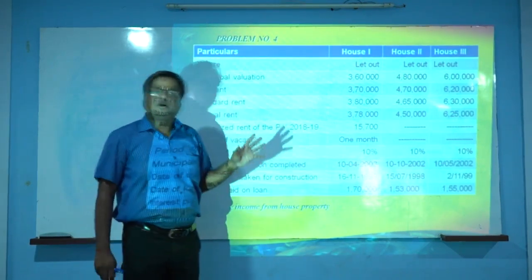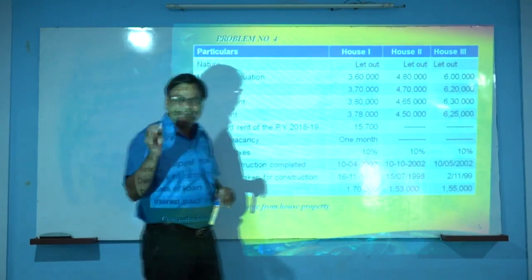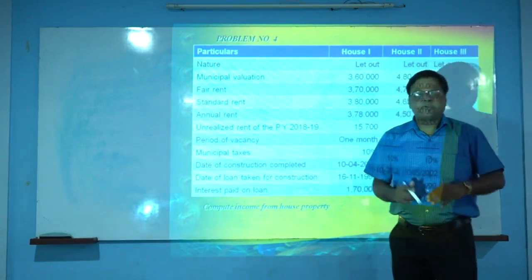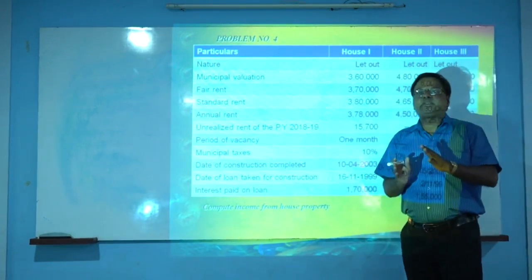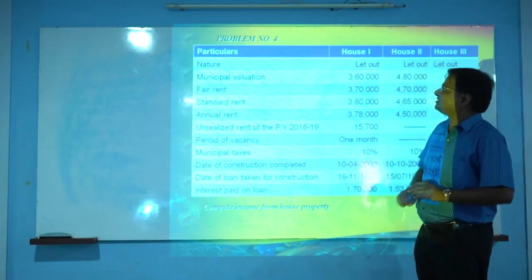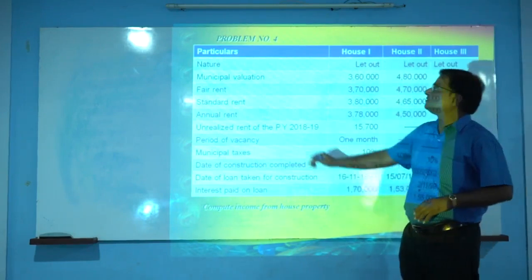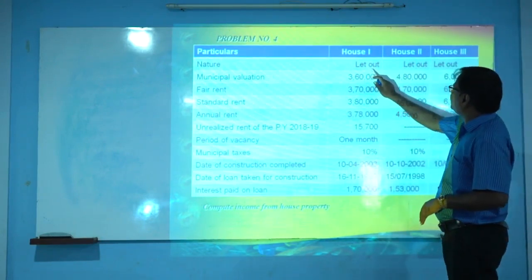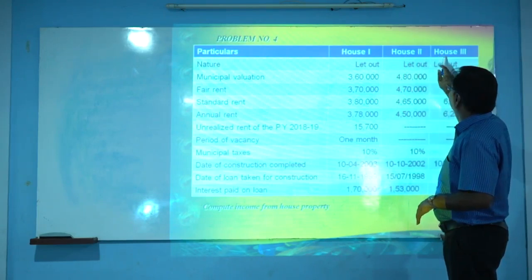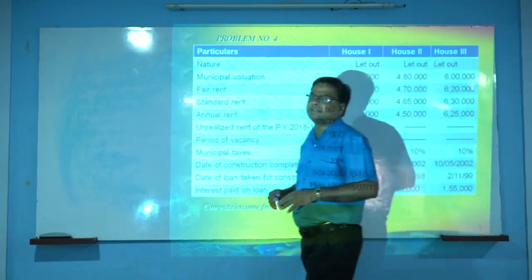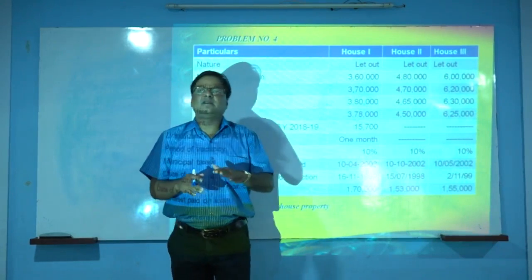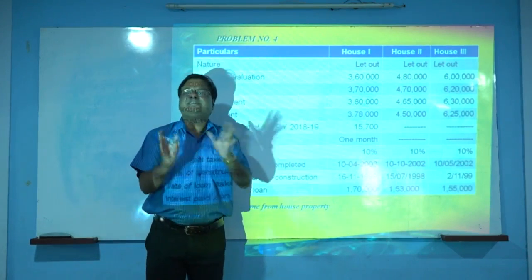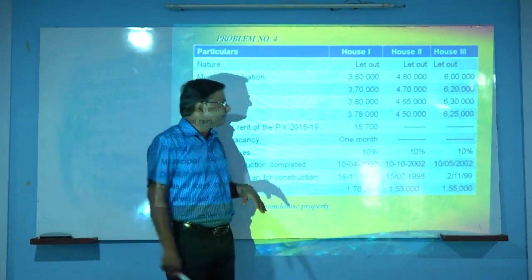Mr. X has 3 house properties. Firstly we have to check out the nature of house property, whether that property is SOP, whether it is LOP, or whether it is used for own profession. Here it is given that the first house property is let out, the second also let out and the third also let out. Means all 3 house properties are let out to the tenant on rental basis, so all 3 house properties are LOPs, no property is SOP.